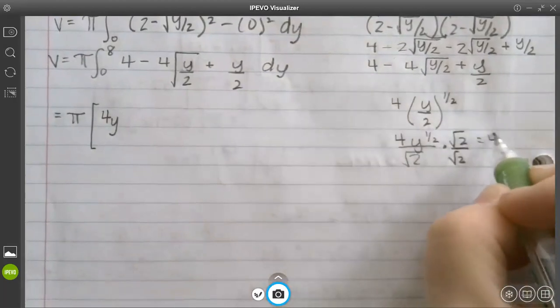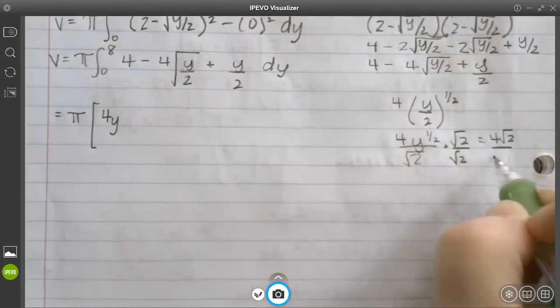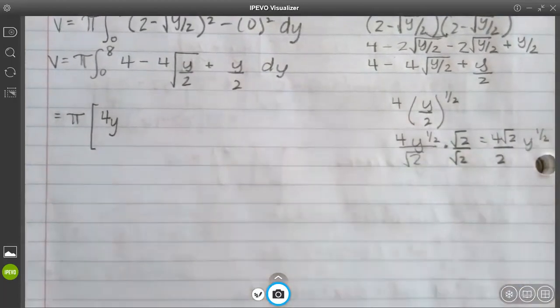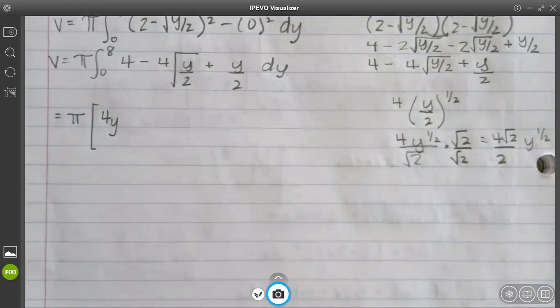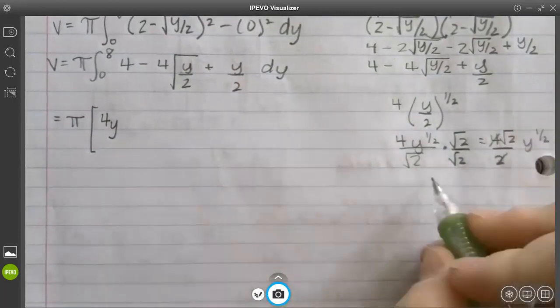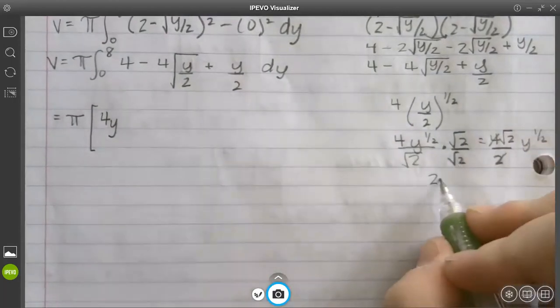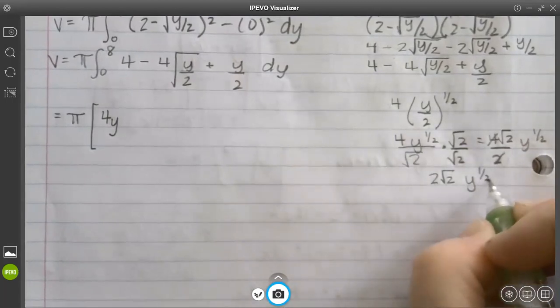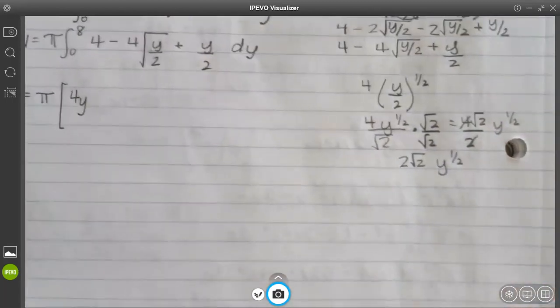So that gives us 4 square root of 2 over 2 y to the 1/2. What happens now? Which just gives you 2 square root of 2 times y to the 1/2. Now integrate that.